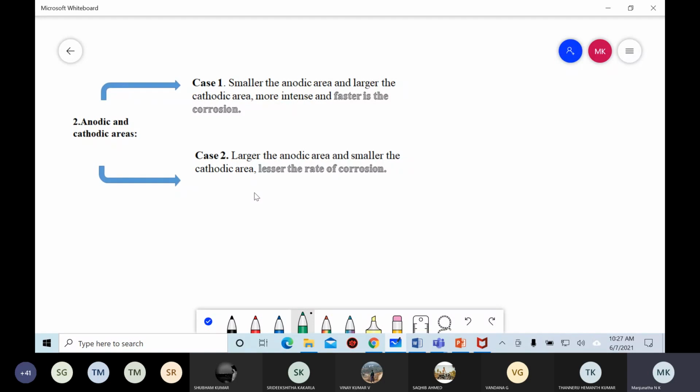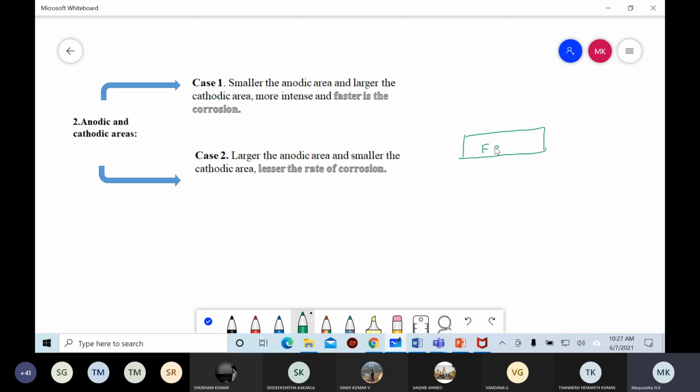corrosive environment. Coming to the first one, if a metal forms a smaller anodic area and larger cathodic area, the rate of reaction increases, or the rate of corrosion is faster. Second, if the metal forms a larger anodic area and smaller cathodic area, the rate of corrosion will be lesser. These are the 2 cases. For example, take one iron metal. For example, this is one iron metal.